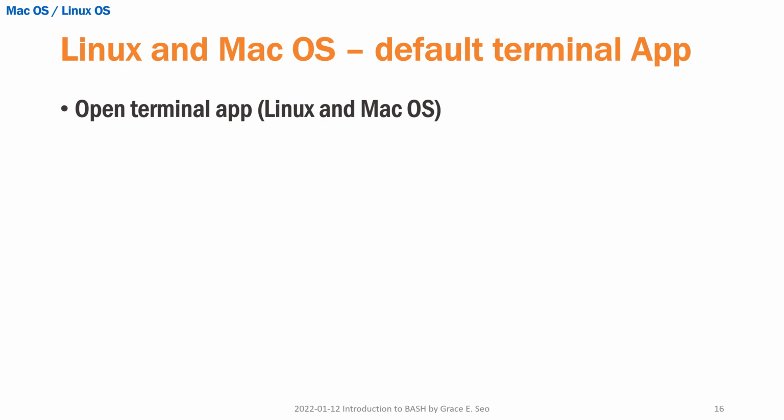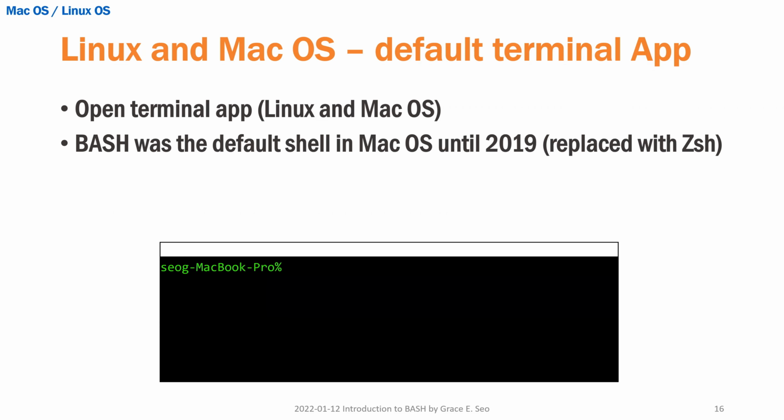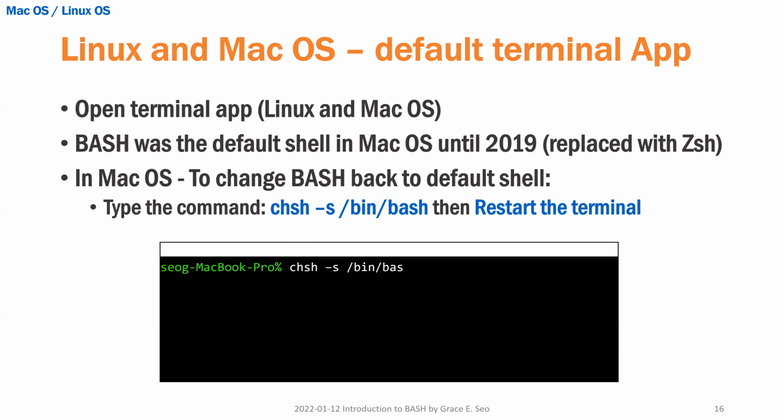And for Mac users, in the past, Bash was the default shell, but I believe Apple made a switch to using Z shell as default since 2019. So if that's the case and you don't see a dollar sign beside your prompt, you can simply type the following command to set Bash as the default and restart your terminal. Then you'll see that dollar sign as your prompt, indicating that now Bash is your default shell.